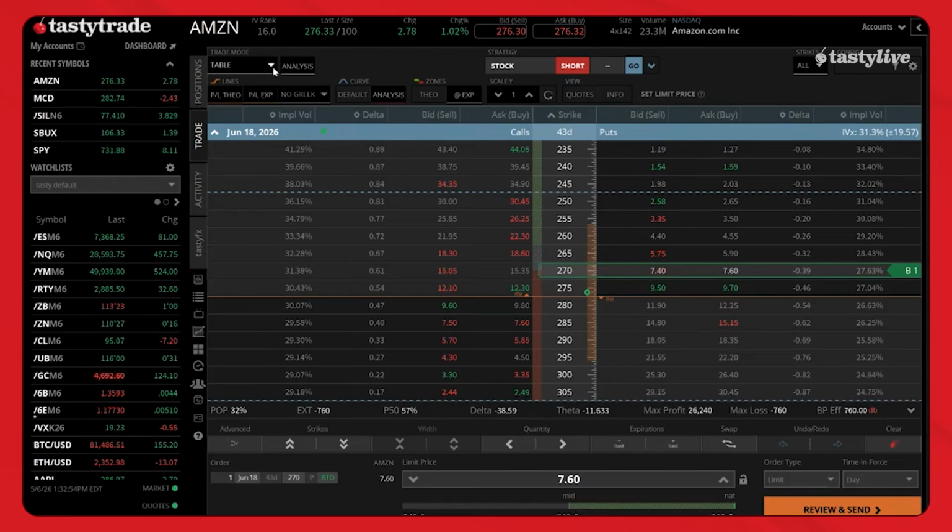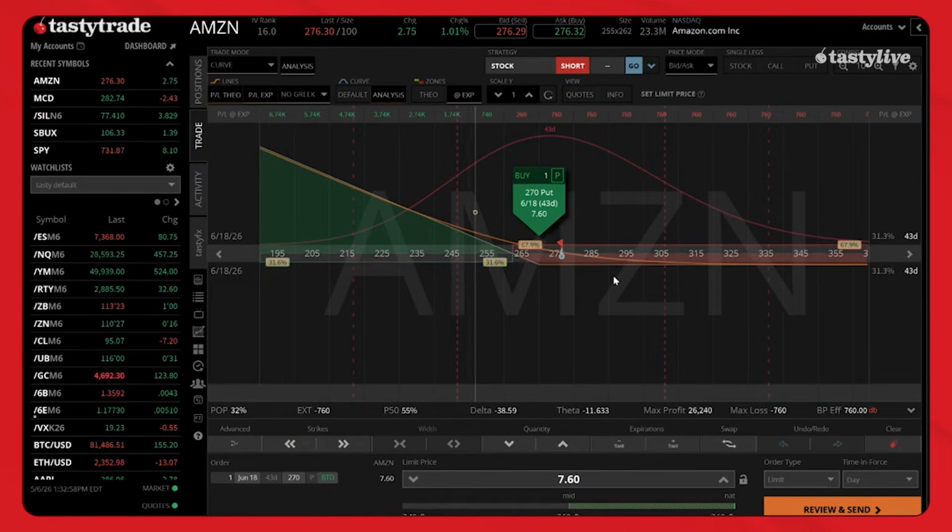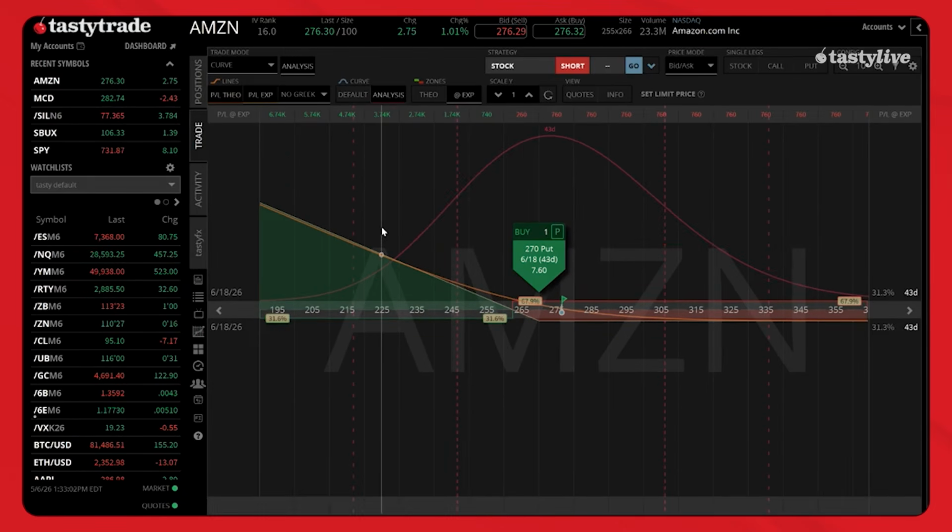And then similar to what we did with McDonald's, let's go to the curve view and let's look at the analysis on the curve view. Let's minimize this to give us a bit more room, and you're going to see a very similar shape to what we saw with calls, but obviously we're on the other side of the market now. We want the stock to go lower. That is where all the profit potential lives.